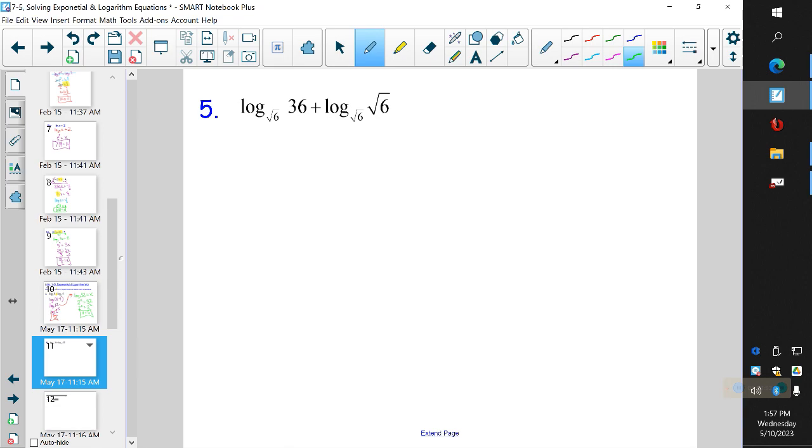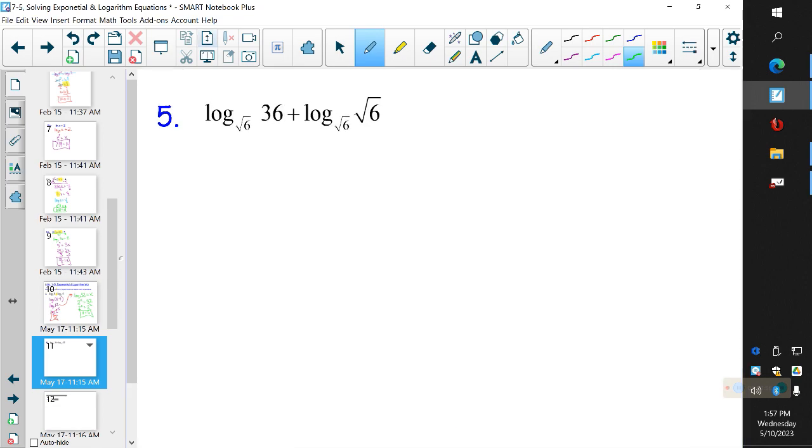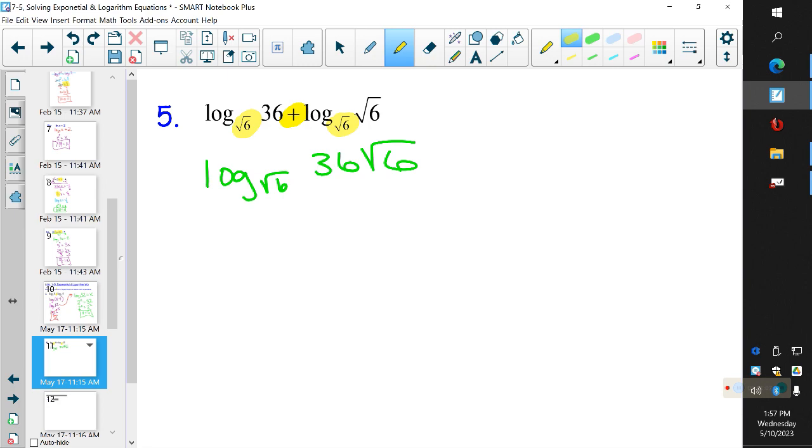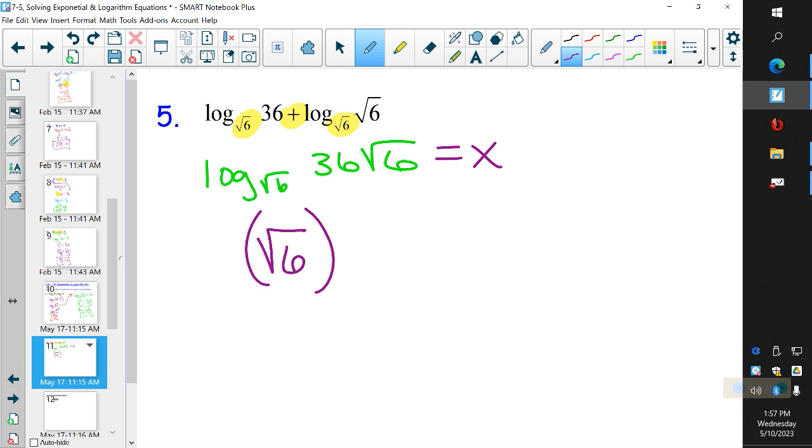Okay, number 5. Now, what you need to understand about these is they have exactly the same base. So since they have the same base, I can go ahead and marry these two, making this 36 times the square root of 6 because they are attached by addition. So that means multiplication. Okay? So now I'm going to set this thing equal to x. So that means I'm going to write this logarithm as an exponential. So that is the square root of 6 to the power of x is equal to 36 times the square root of 6.